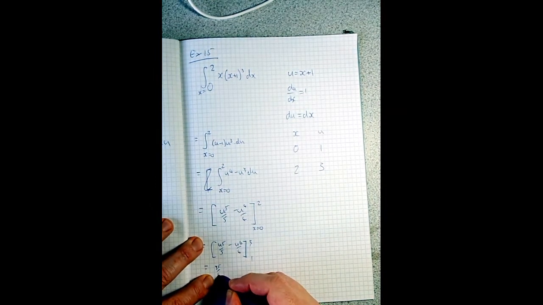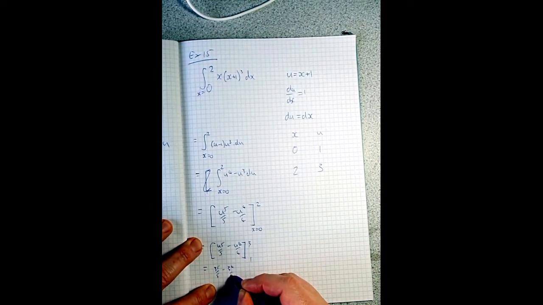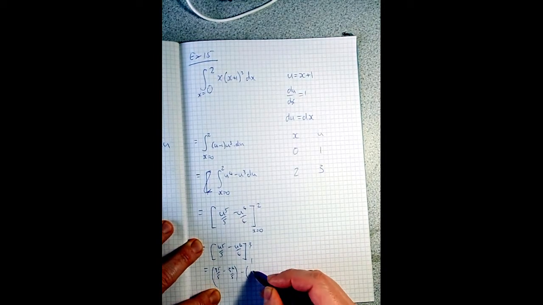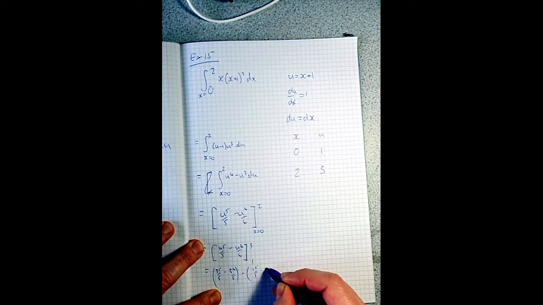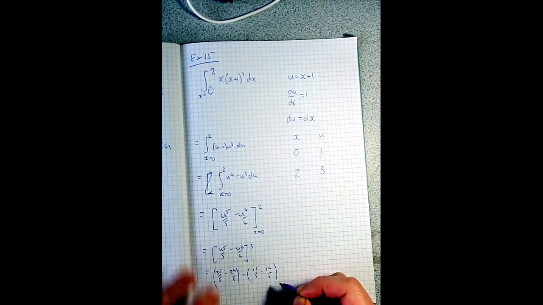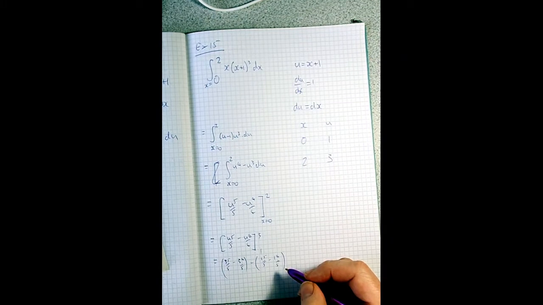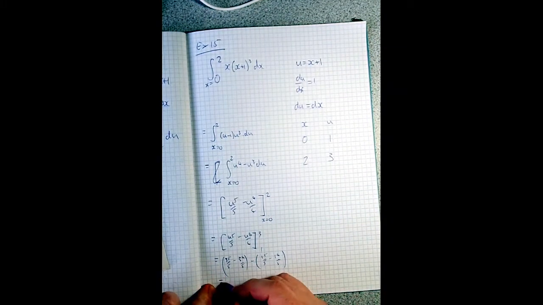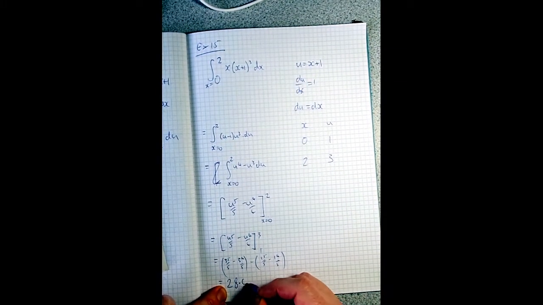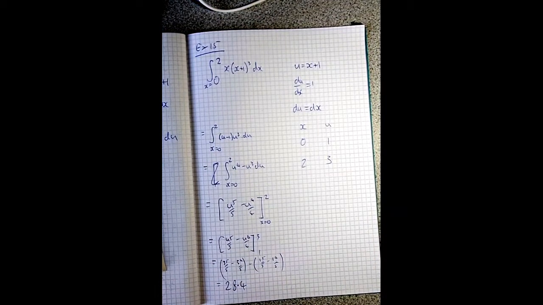3 to the 5 over 5 minus 3 to the 4 over 4, take away 1 to the 5 over 5 minus 1 to the 4 over 4. I haven't worked this out, but apparently the answer is 28.4. I've no reason to doubt that.